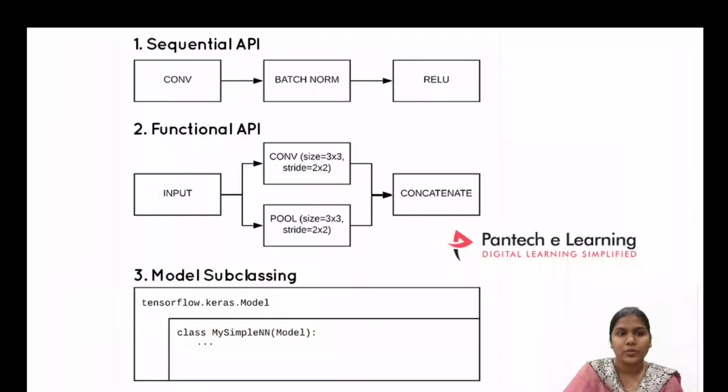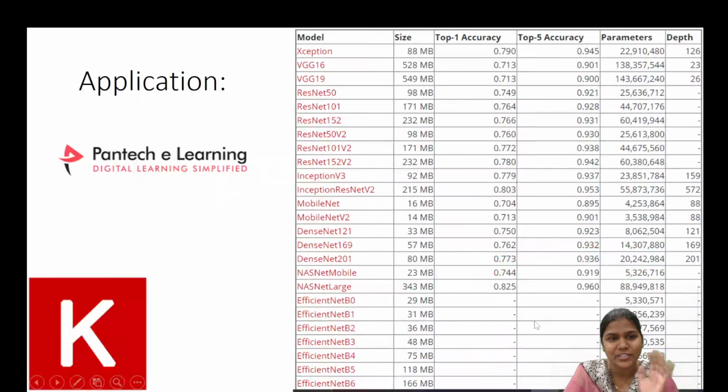Let us move to the next slide. Here is about the different APIs: sequential, functional and model subclass. This is about basic block diagrams only: layers, the different activation functions, and normalization. Everything will be there, that we will discuss tomorrow.